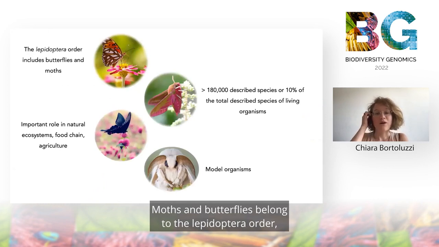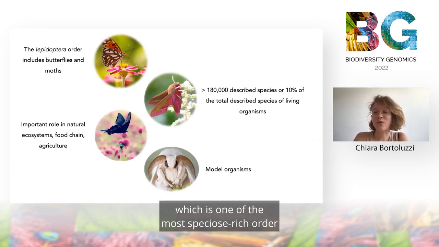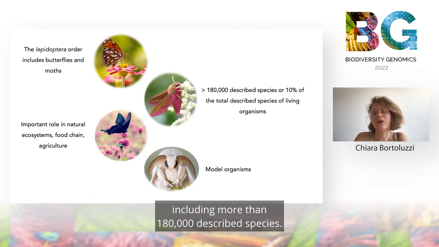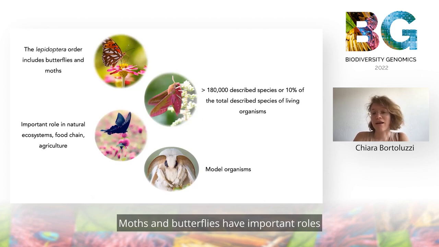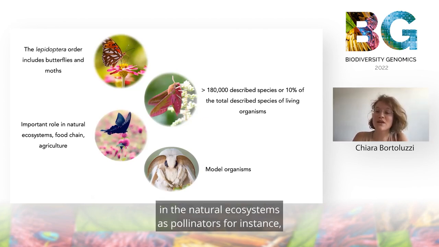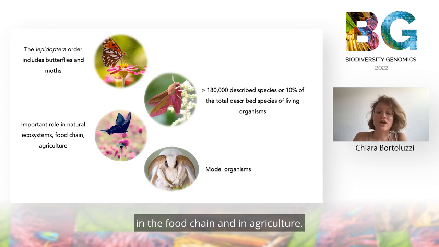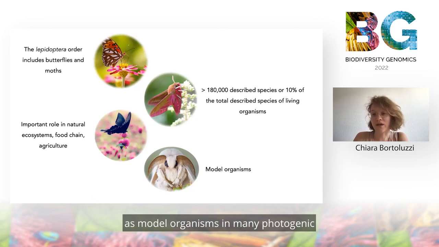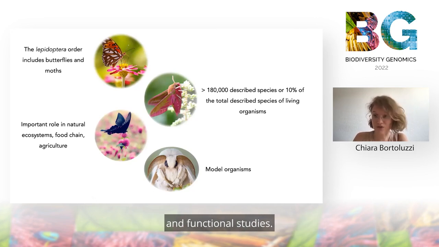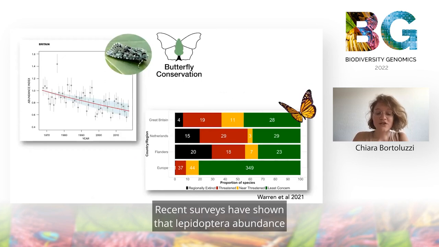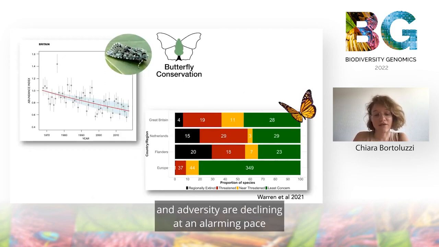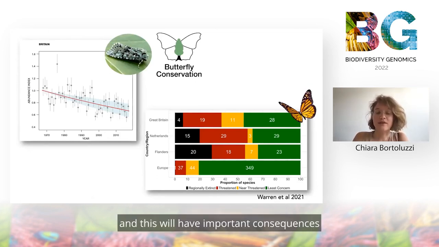Moths and butterflies belong to the Lepidoptera order, which is one of the most species-rich orders, including more than 180,000 described species. Moths and butterflies have important roles in natural ecosystems as pollinators, for instance, in the food chain and in agriculture. And at the same time, they serve as model organisms in many phylogenetic and functional studies. Recent surveys have shown that Lepidoptera abundance and diversity are declining at an alarming pace, and this will have important consequences on the future of many ecosystems.